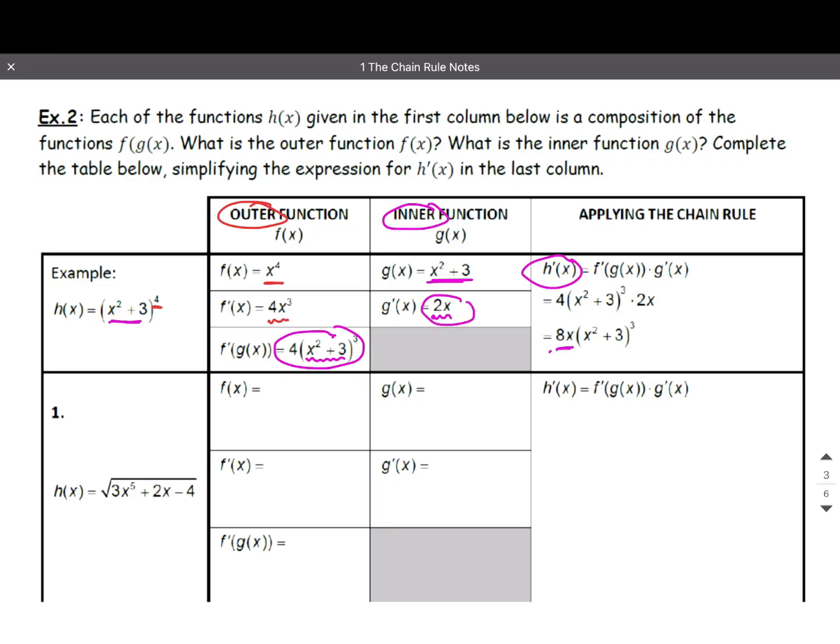So let's try this. Okay, so if we have h of x equals the square root of 3x to the 5th plus 2x minus 4, our outside function is the square root of x, our inside function is 3x to the 5th plus 2x minus 4. Now be careful. When we look at this outside function, that's also x to the 1/2. So when I want to take the derivative, I bring down the 1/2, subtract 1 from the exponent. So this is 1 over 2 times the square root of x.